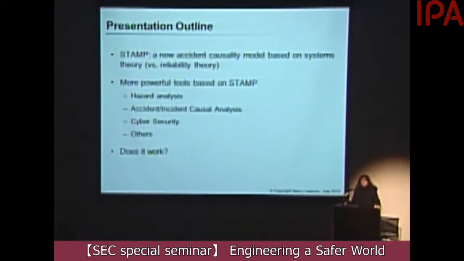Then I'm going to introduce a new model of accident causality, based on systems theory. It's called STAMP, and then I'll talk about some more new powerful tools that have been created based on STAMP, tools to do hazard analysis, to do accident and incident causal analysis. This is brand new, but in the last couple months, we've discovered that this works for cybersecurity and for security in general. And it's been tried on real systems and is doing better than the old standard techniques for security. So I'll say a little bit about that and some other things.